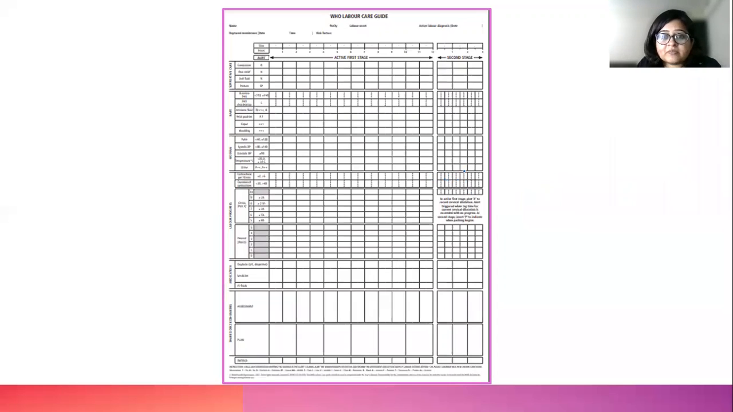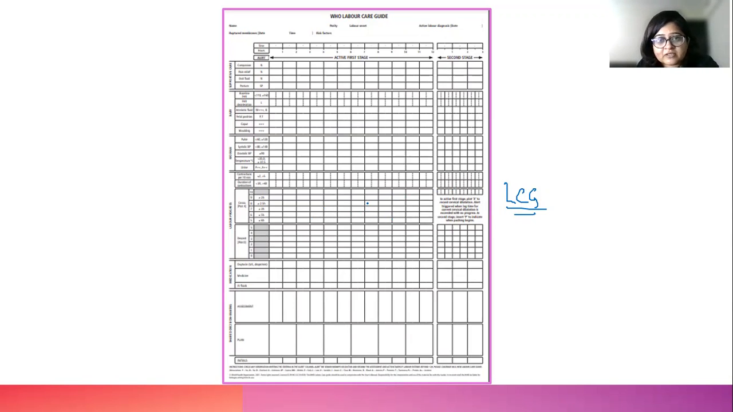But now what has come is the labor care guide. It's a little difficult to see, but I will show you each part of it separately. So if you get something like this in the exam, don't get worried. This is nothing but the WHO labor care guide.